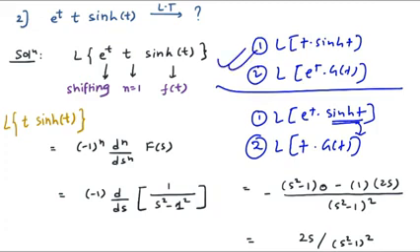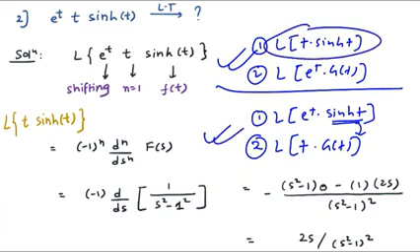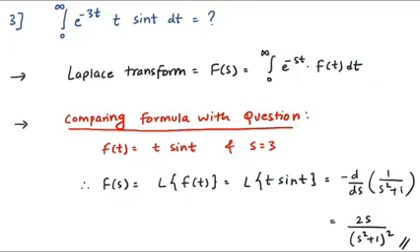Either you can do this method or you can do this method, both are right, because in the first method you are doing the differentiation first and at the end you are doing the shifting part. In method 2 you are doing the shifting part first and in the second part you are doing the differentiation. Let us see one of the interesting questions, question 3.